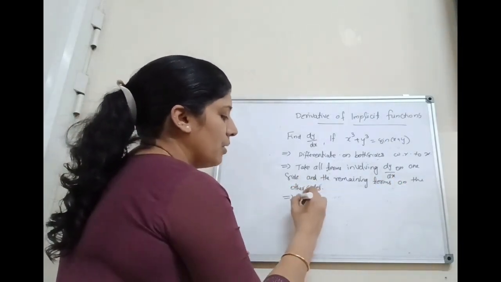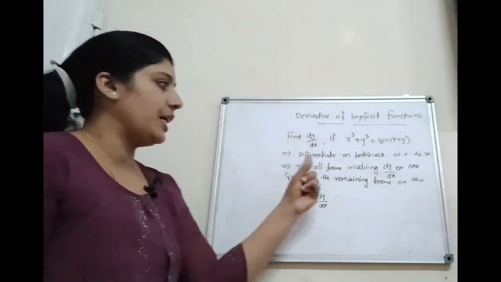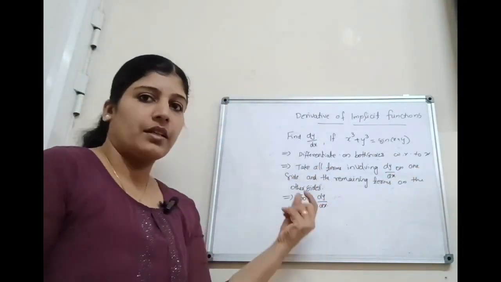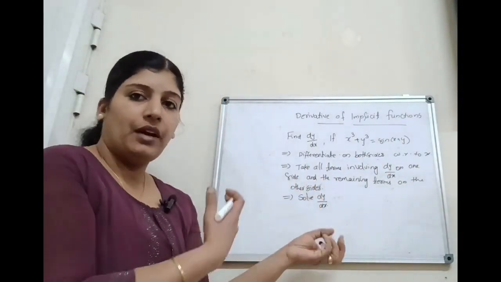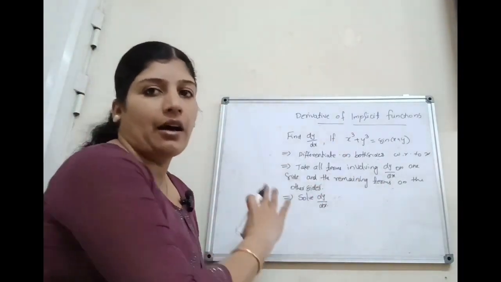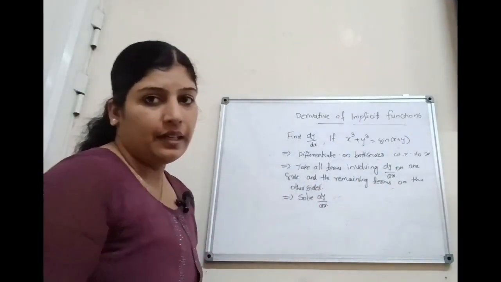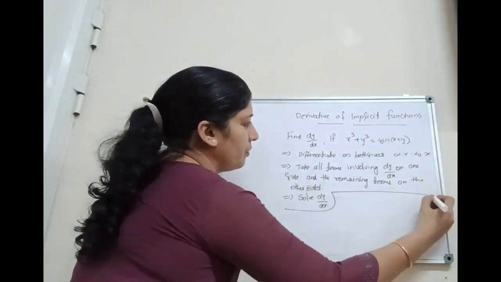Then the last step, solve for dy by dx. First, we have to differentiate on both sides with respect to x. Then the second step, take all terms involving dy by dx on one side, grouping. We have to take dy by dx terms on one side and the remaining terms on the other side. Then after that, we have to solve for dy by dx. These are the steps.